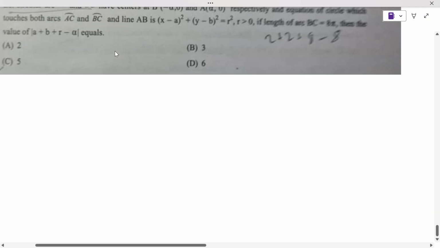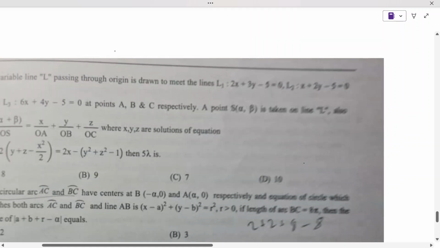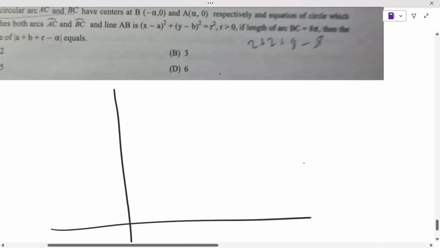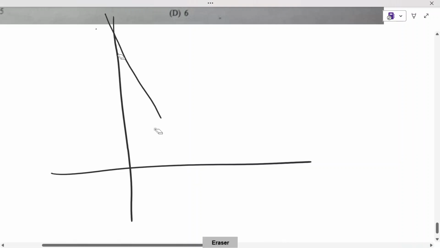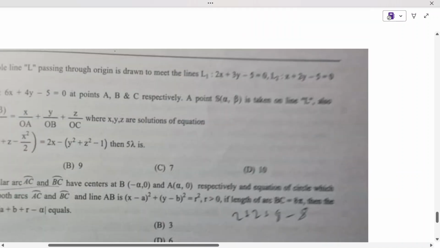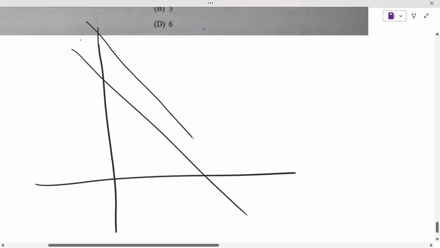So this is 2x plus 3y equal to 5, and so this is this line, this is this line. Of course, they're not parallel, they're intersecting at a certain point. Another line is passing through the origin, which is intersecting both lines. So it is just two lines intersecting at some points.